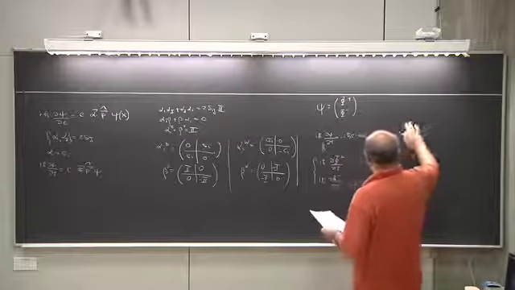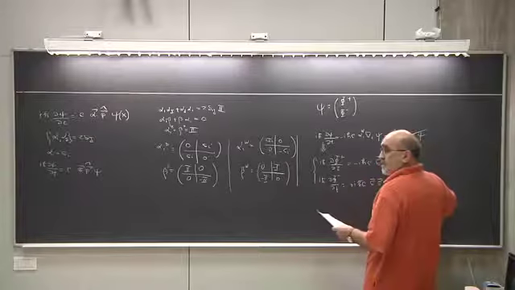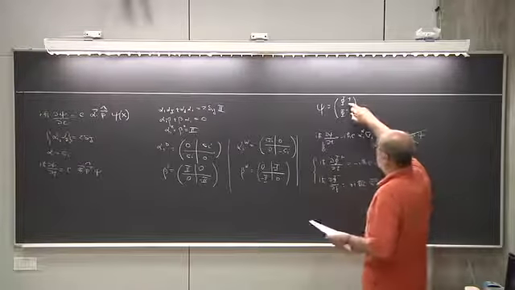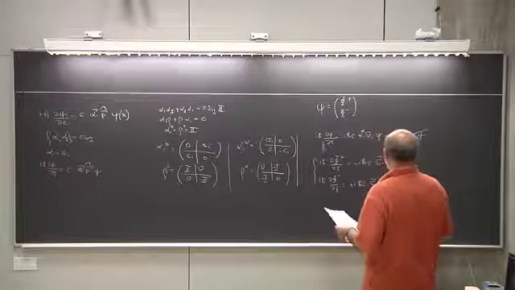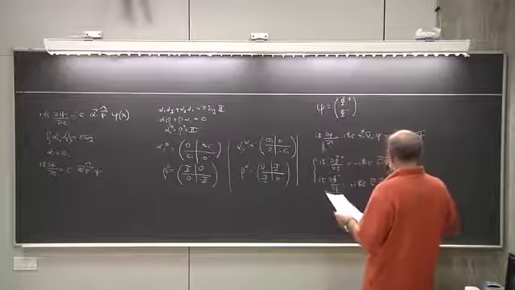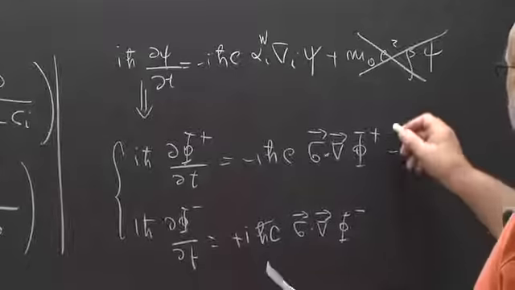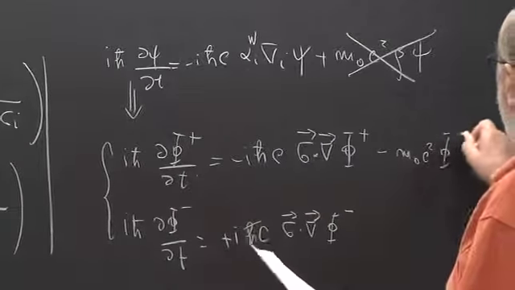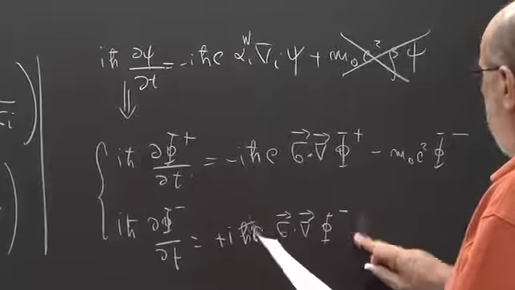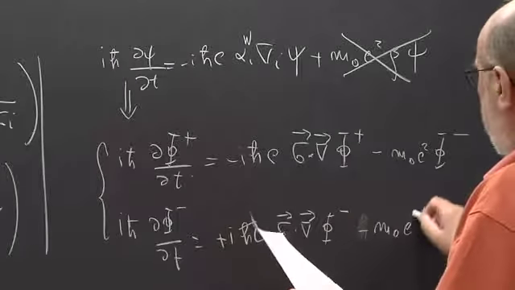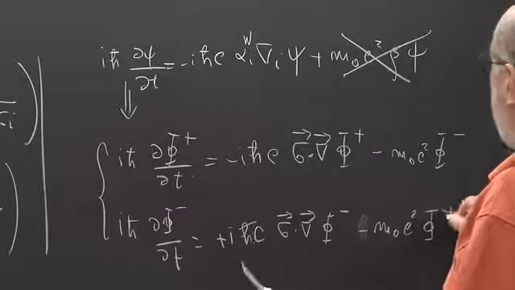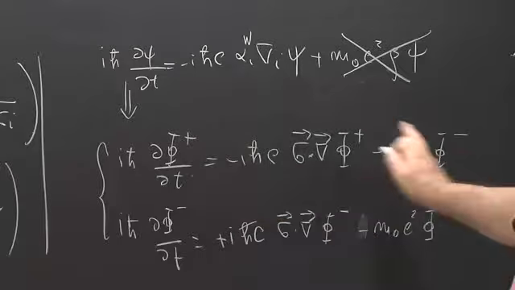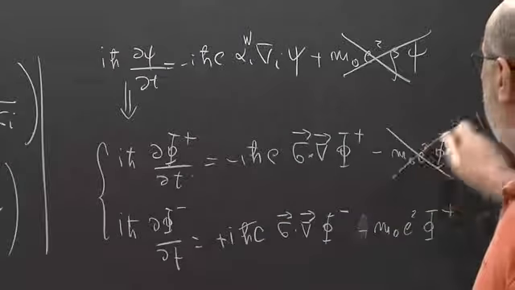So if there is no mass, yesterday we got to this point: there are two decoupled equations for the upper two components and the lower two components. If you add the mass, then things change, because you get m0 c square phi minus, and minus m0 c square phi plus, and then they are no longer decoupled equations because the phi plus pulls in the phi minus. But this term is not there.